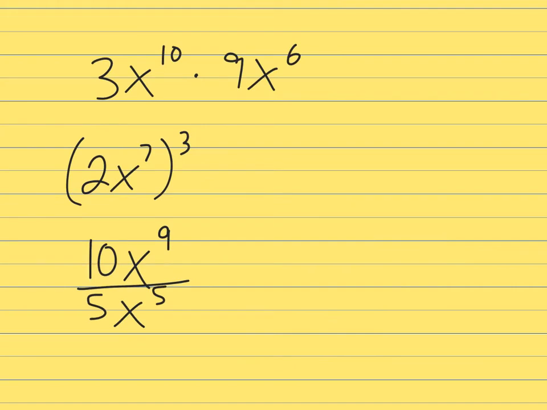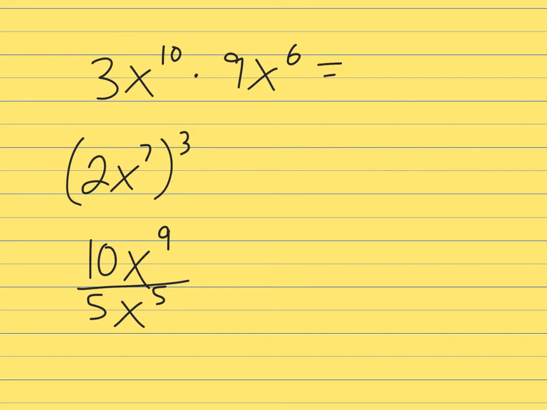Let's keep going. Notice here I added in some coefficients. So the same types of problems, but I added in some coefficients here, like the 3 and the 9, and a 2, and a 10 and a 5 here. So what do we do with those? When we have coefficients, we do whatever the property tells us to do, or whatever the operation tells us to do. So in this case, multiplication, we're going to multiply the 3 and the 9. And then we're going to apply our exponent properties to deal with the x's. In the next one, we're going to take our 2 and raise it to the 3rd power. And here we're going to divide 10 and 5. So let's go ahead and do that.